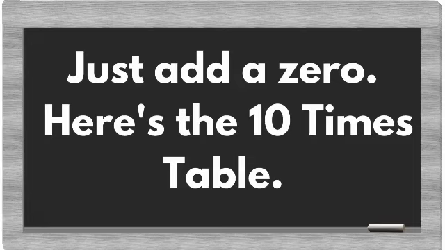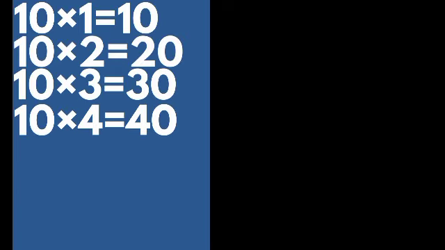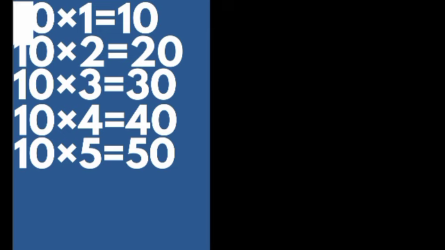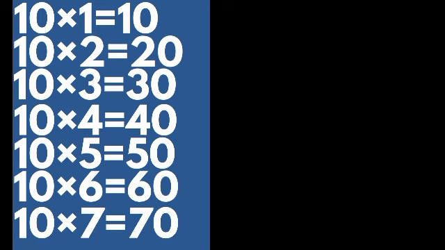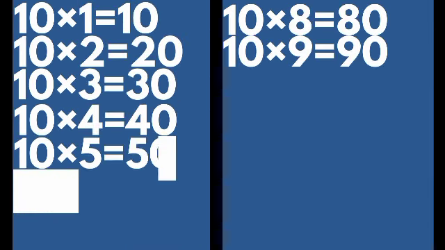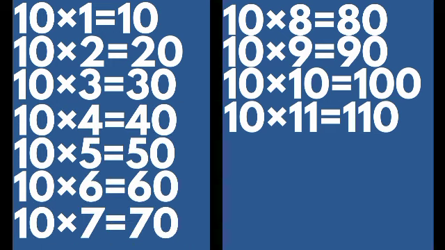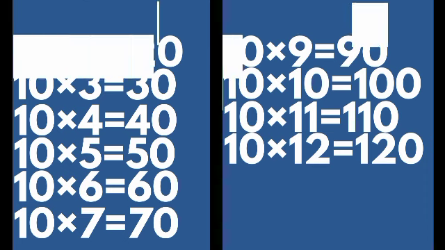10 times table. Just add a 0. Here's the 10 times table. 10 times 1 equals 10. 10 times 2 equals 20. 10 times 3 equals 30. 10 times 4 equals 40. 10 times 5 equals 50. 10 times 6 equals 60. 10 times 7 equals 70. 10 times 8 equals 80. 10 times 9 equals 90. 10 times 10 equals 100. 10 times 11 equals 110. 10 times 12 equals 120.